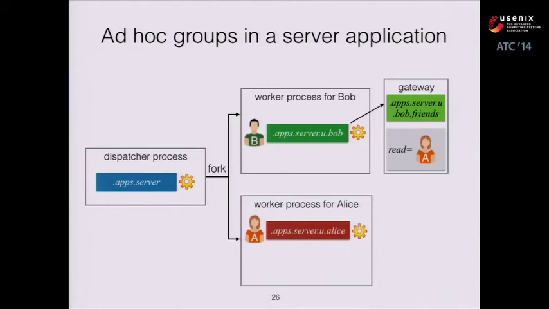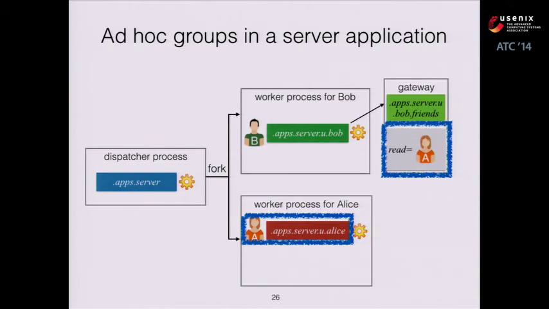Ad hoc groups can also be used in a server application. For example, here, server user Bob can define a group called friends, which includes Alice within a gateway. And according to this gateway, Alice will be processed with the group attribute.